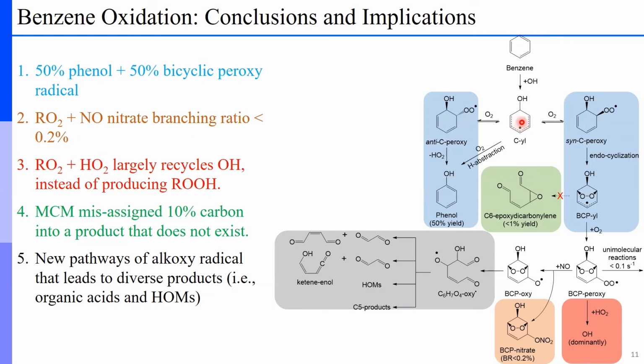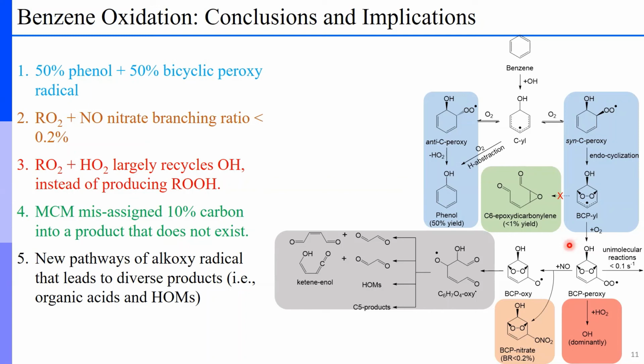First, under atmospheric conditions, following OH addition to benzene, 50% of carbon funnels into phenol, and the rest 50% becomes bicyclic radical. And second, the nitrate branching ratio in the benzene oxidation is very small. The implication is that as NOx emissions are rapidly declining over North America, the NOx lifetime and ozone formation will be greatly controlled by the formation of organic nitrate. So an accurate nitrate branching ratio is critical.